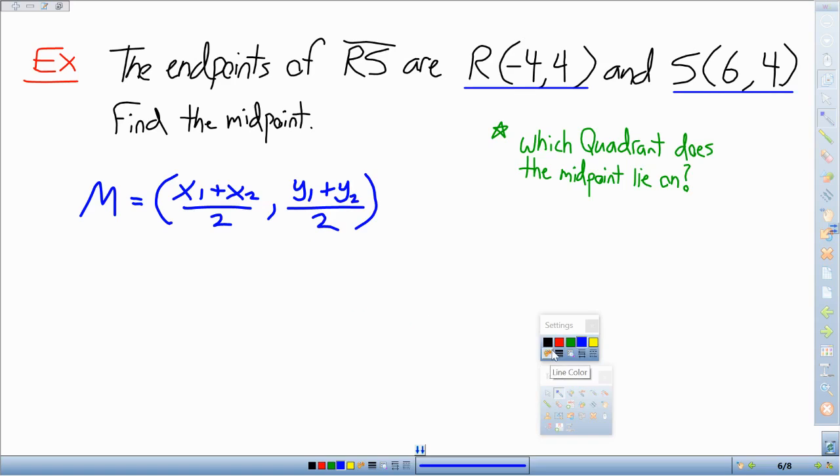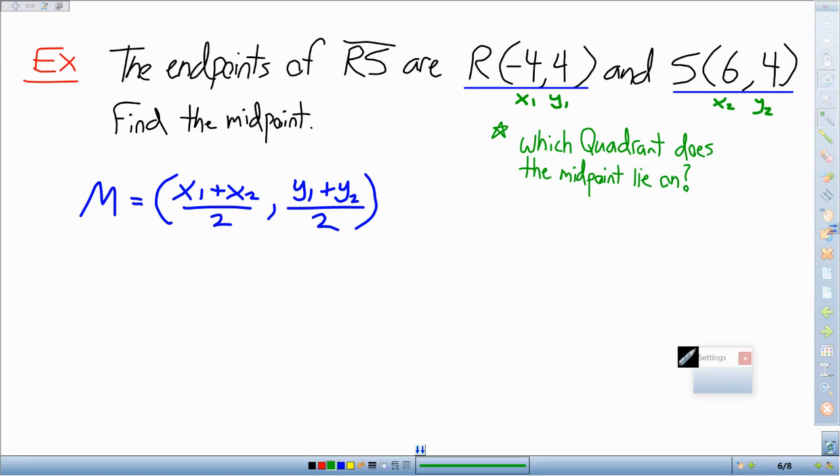All right, just like before, we want to make sure we're getting these numbers in the right spots. So real quick, let's label our numbers. I'm just going to do it right underneath here. So here's my first x and my first y. Here's my second x, second y.